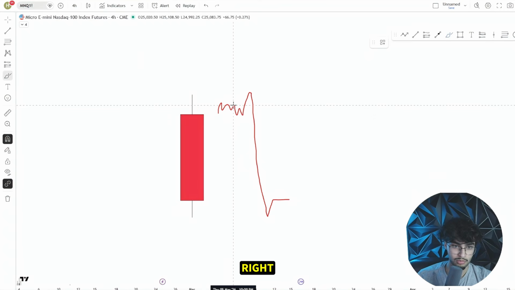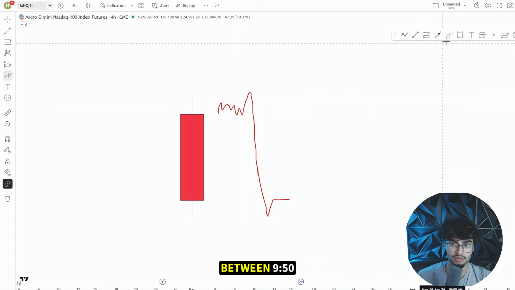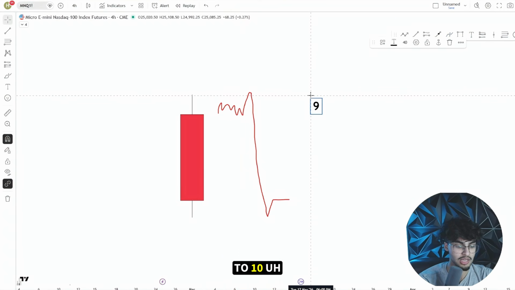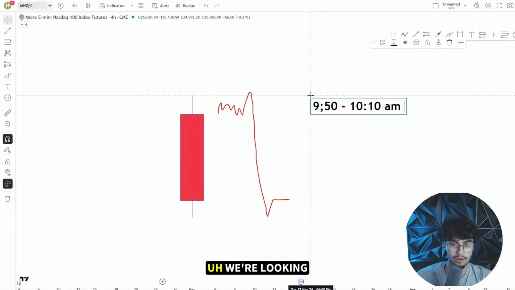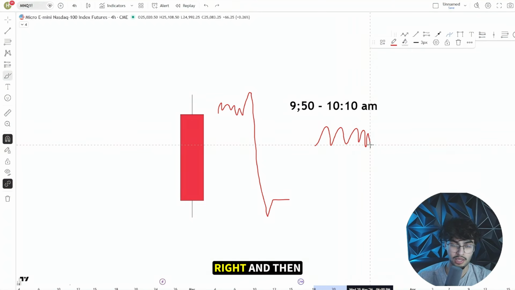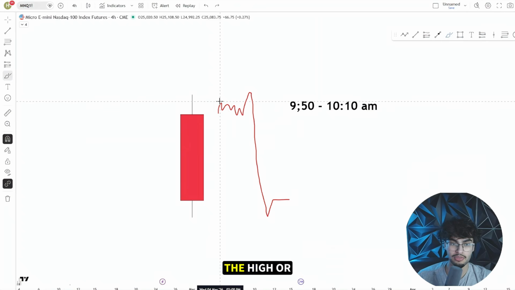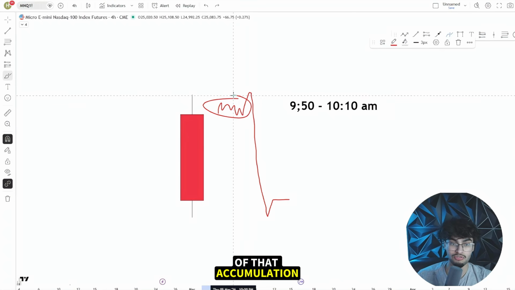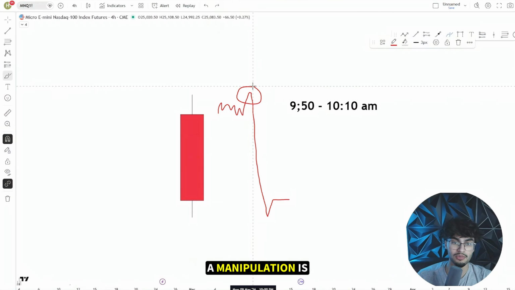For me, we're always looking for an accumulation between 9:50 and 10 a.m. So 9:50 to 10 a.m. We're looking for an accumulation on the 1 minute or the 5 minute time frame where we just accumulate, right? And then we're looking to either manipulate the high or the low of that accumulation range. And how do we know when a manipulation is valid?